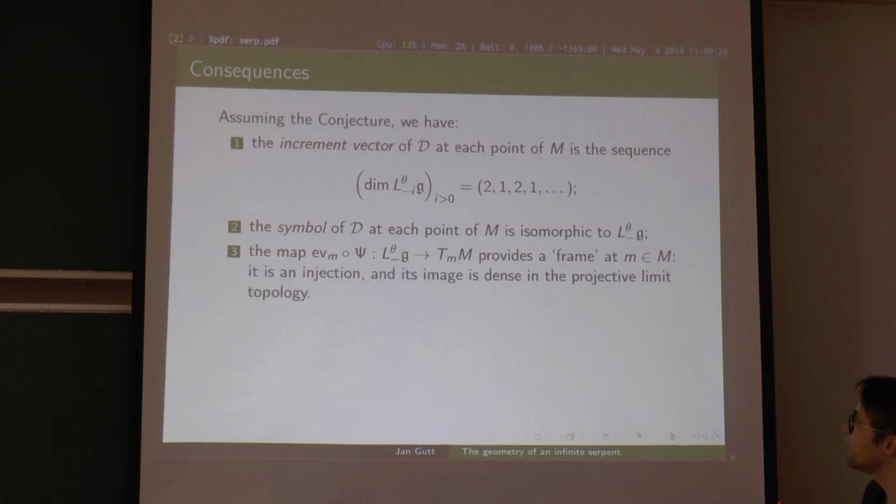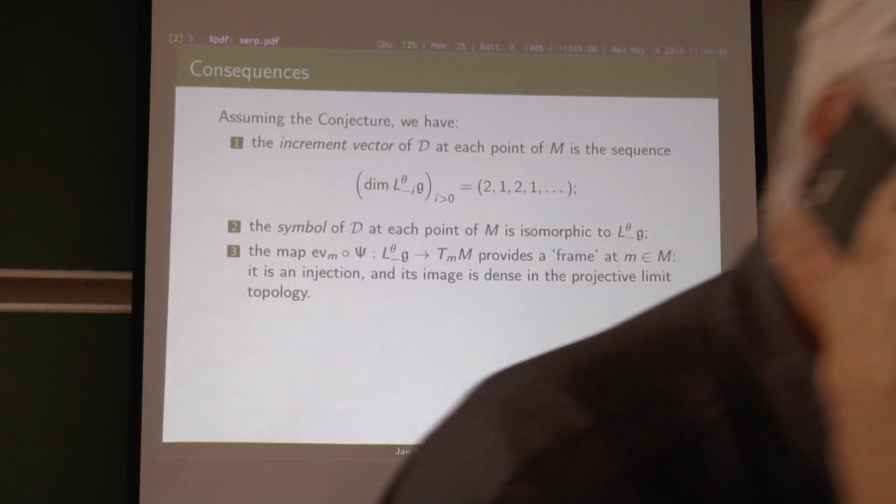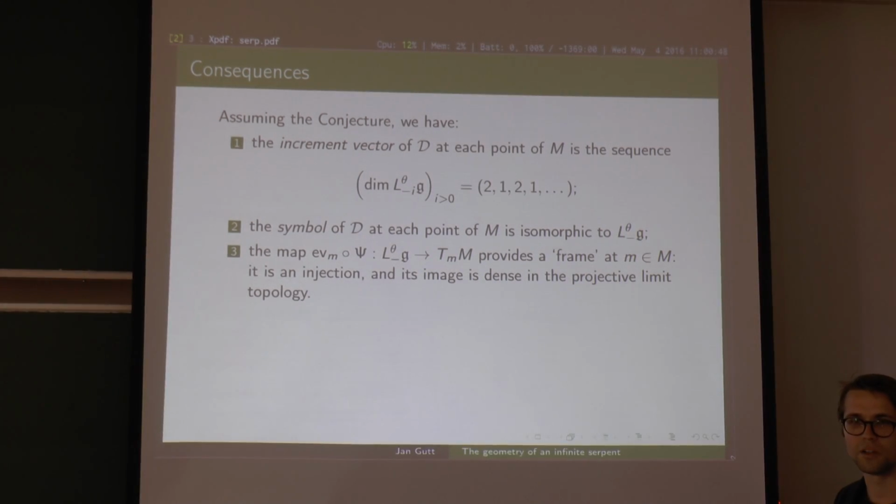Why a kind of a frame? Well, because, as I said, it is an injection, and its image is dense in the projective limit topology. So if you've got some injection from some vector space whose image is dense in your favorite topology, that is sort of a frame. This topology is very weak, but still it should tell us something.